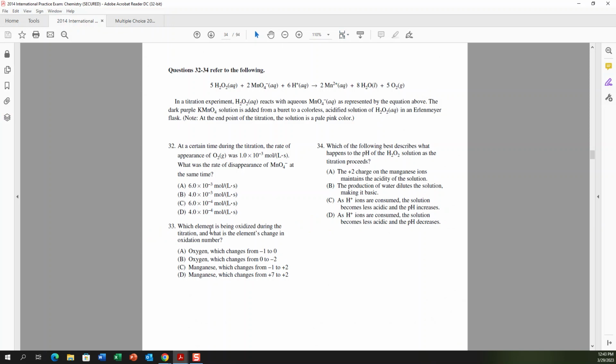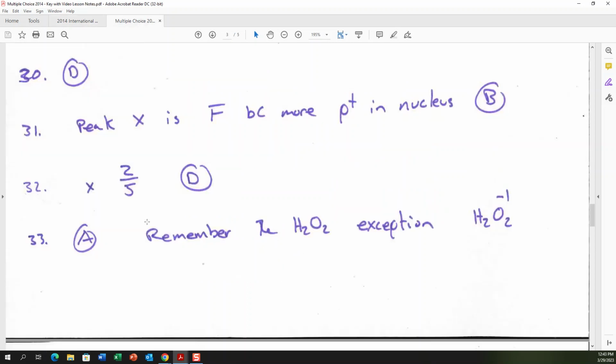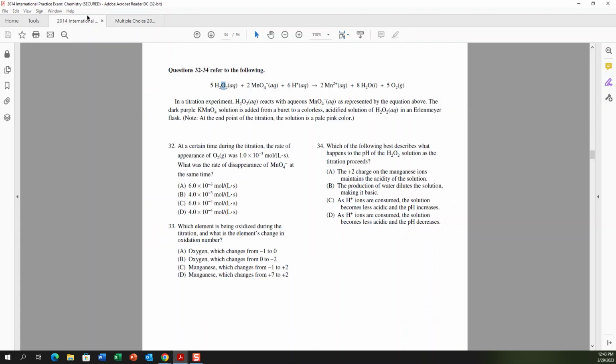Which element is being oxidized during the titration? So remember, this is the one where we got oxygen at -1 here, and it's going to 0 here. The manganese is going from +7 here to +2, so that's reduction. The oxygen is going from -1 to 0. So it's the oxygen, going from -1 to 0, so choice A for 33. So remember, memorizing that exception for H2O2 is going to be a big one. It always shows up at least once. Okay.